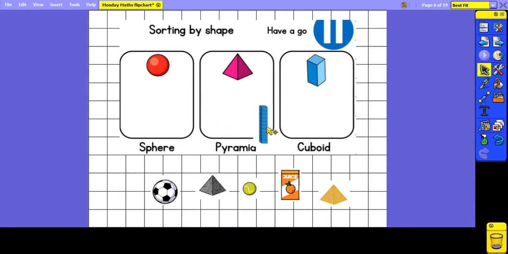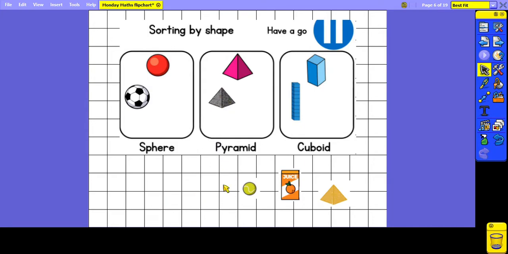The base 10 is a cuboid. The football is a sphere. This shape is a pyramid. The tennis ball is a sphere. The juice carton is a cuboid. And finally, we've got another pyramid.